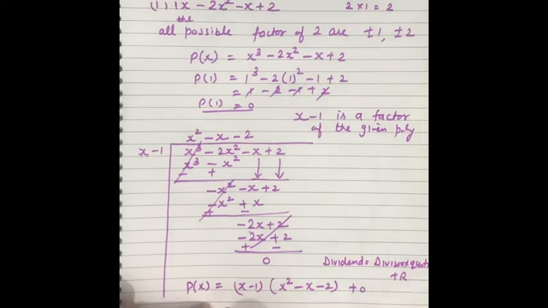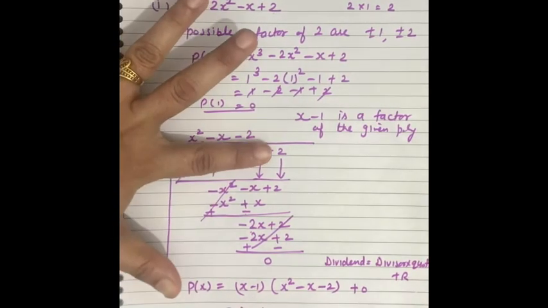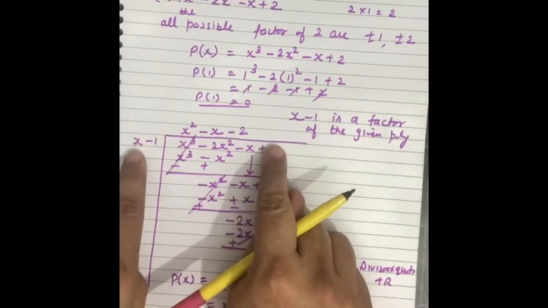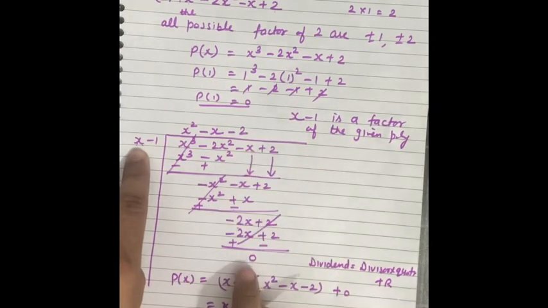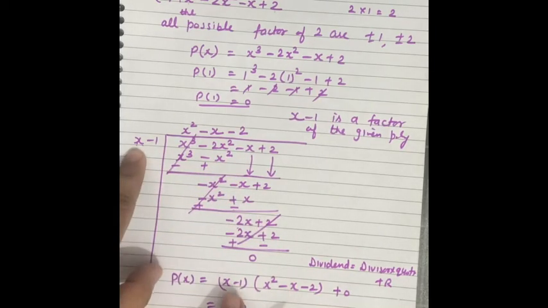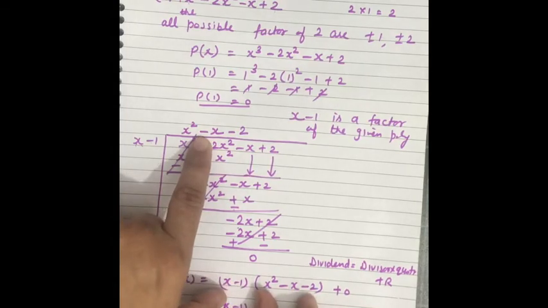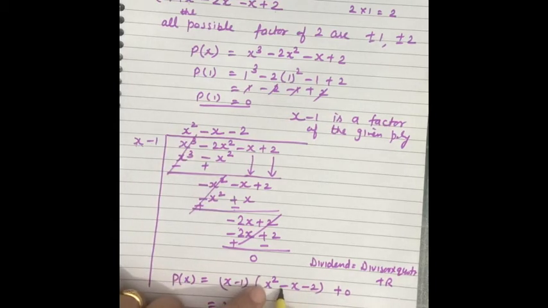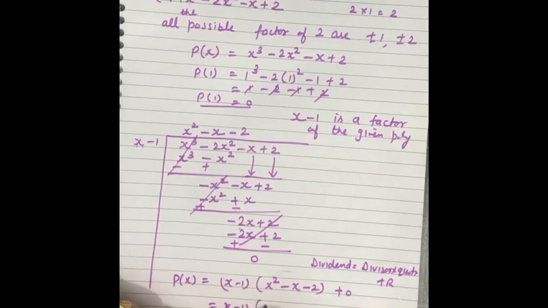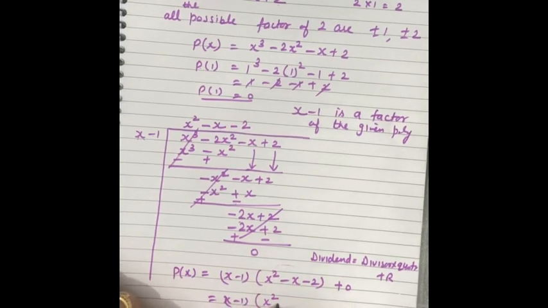Now here x minus 1 I'll write as it is. This dividend is equal to divisor into quotient plus remainder. This is already x minus 1. This is a quadratic polynomial. By splitting the middle term, we'll find the two factors of this polynomial. Now we have to split this middle term minus x such that when we multiply, it should be minus 2x square, and when we add, minus x is required. So we can write x square minus 2x plus x minus 2.